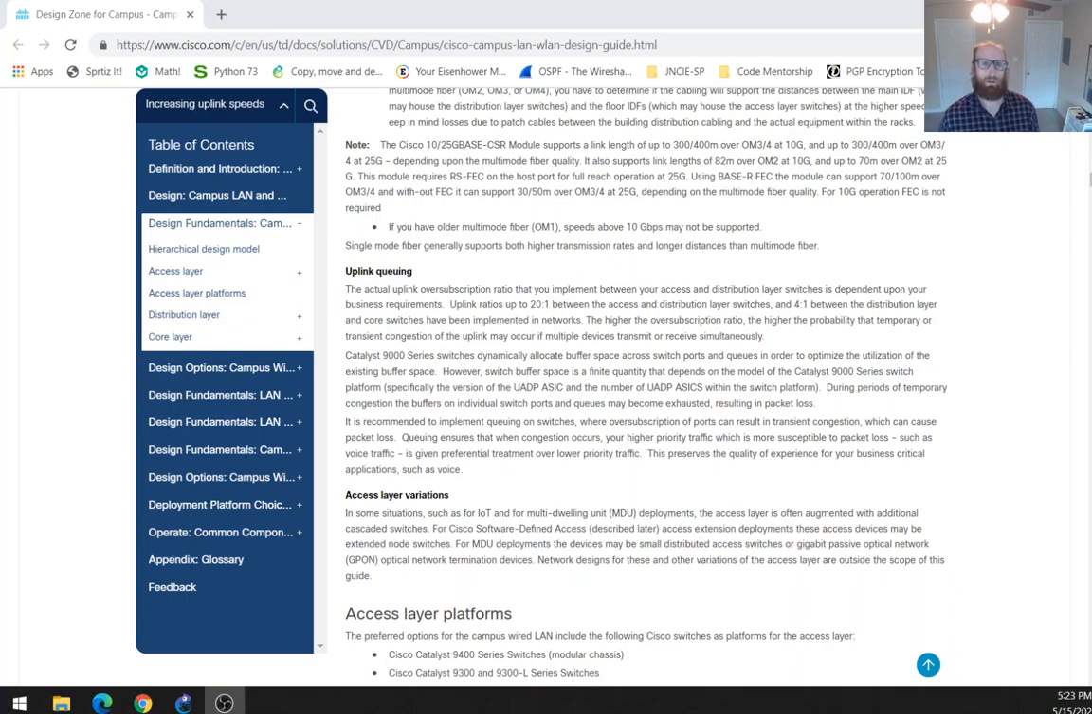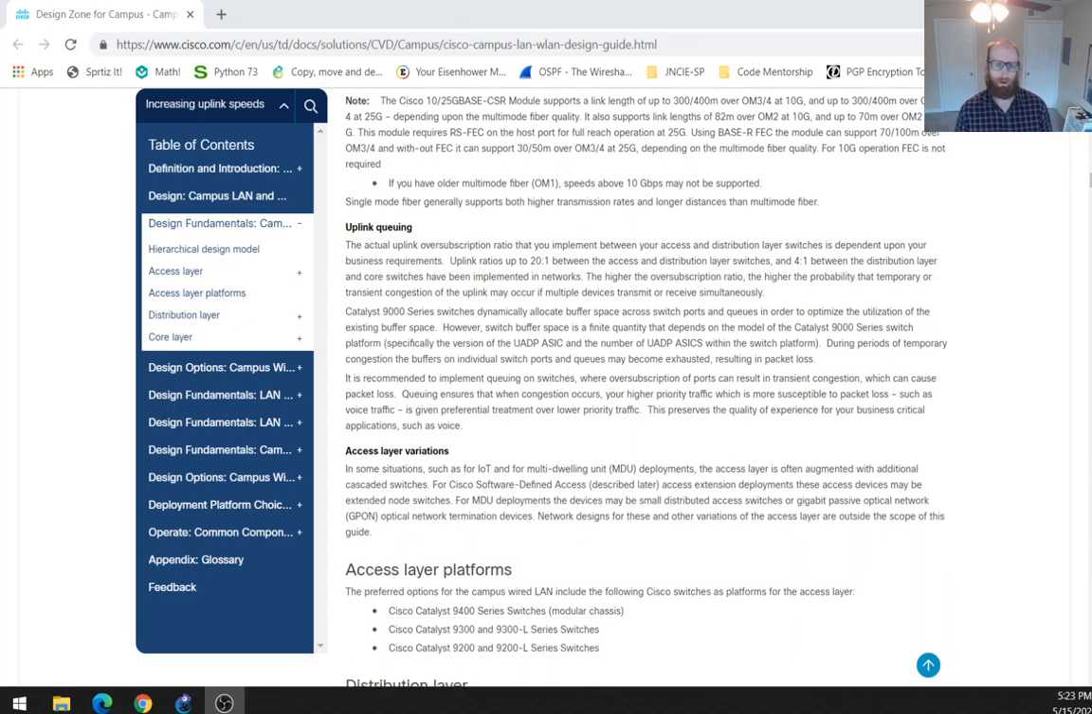If you have older multi-mode fiber, OM1, speeds above 10 Gbps may not be supported. Single mode fiber generally supports both higher transmission rates and longer distances than multi-mode fiber. I was right.